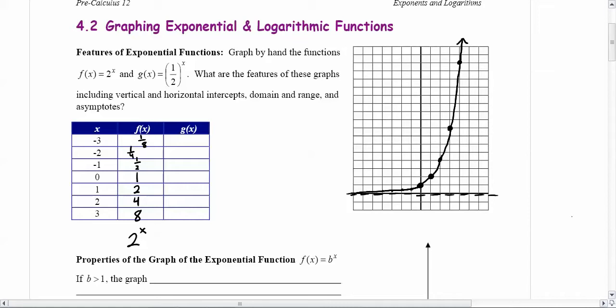Now g of x is even more interesting. g of x is 1/2 to the power of x. So to figure out the points on this graph, we just plug in the values. 1/2 to the power of 0? 1. Everything to the power of 0 is 1. 1/2 to the power of 1 is still itself. 1/2 squared is 1 squared over 2 squared, which is 1/4. And then 1/2 cubed would be 1/8.